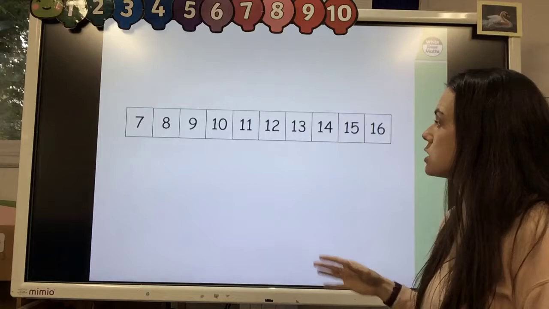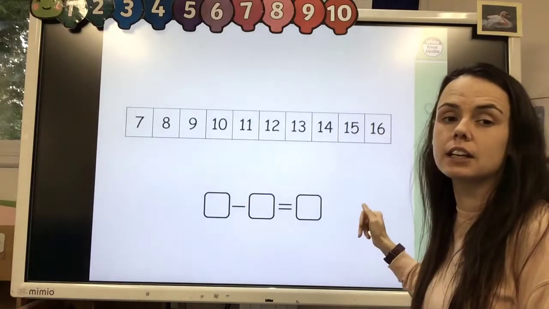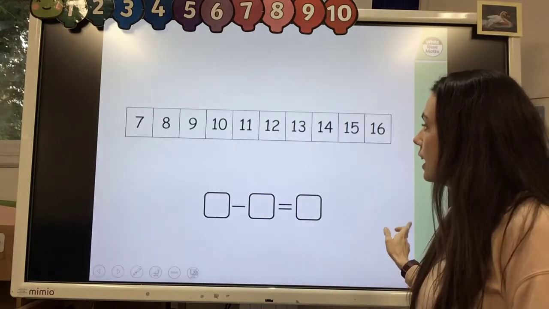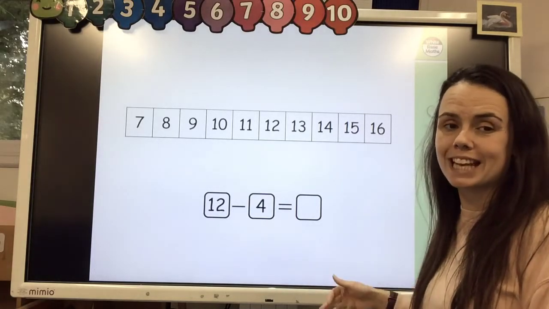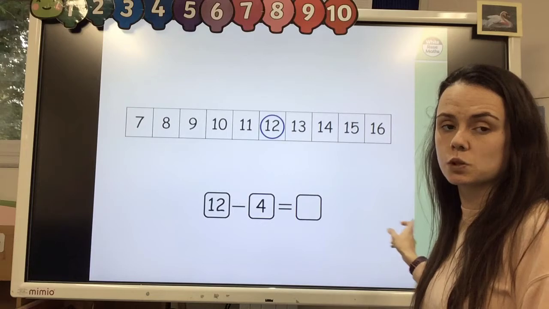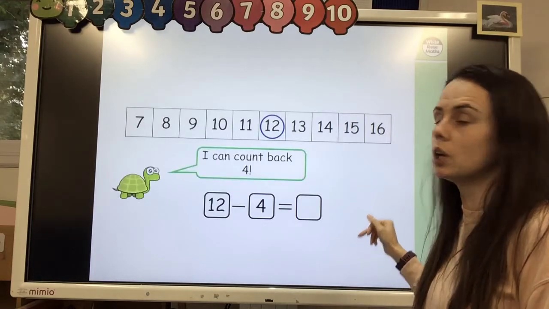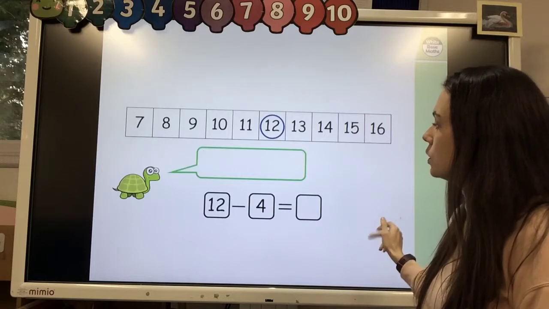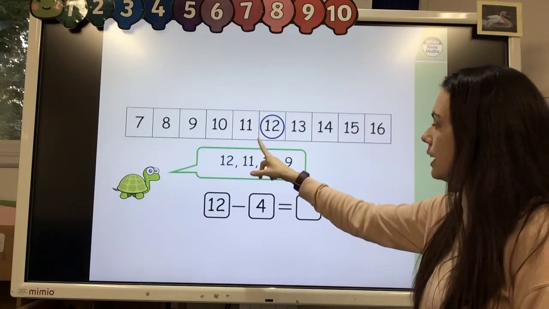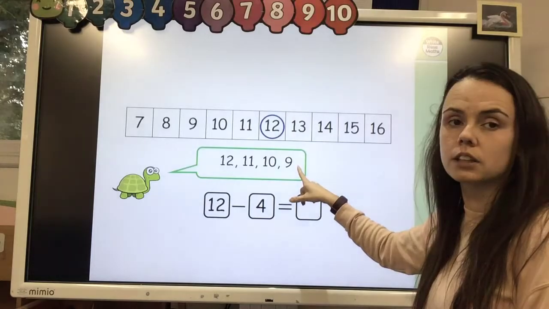Right, next we've got another number track here. And this time we're starting with 12 again. We're taking away 4. So 12 take away 4. Oh, I can count back 4. 12, 11, 10 and 9.